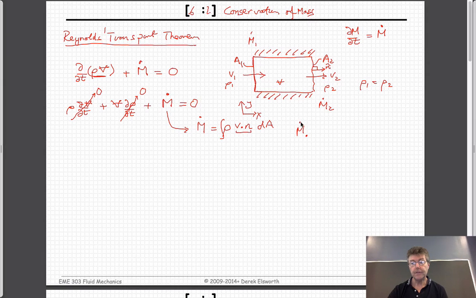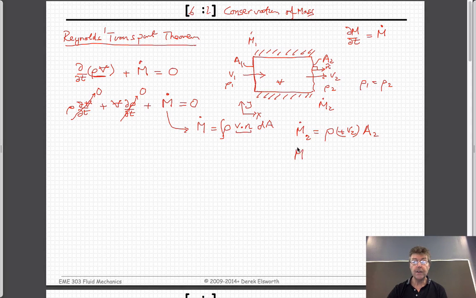m dot 2 is what? It's equal to the density of fluid going out. It's equal to the normal-to-the-boundary velocity, which is aligned with this normal. So it's equal to plus v2. And it's multiplied by the area. And if the velocity is uniform on the surface, then this is this expression. Okay? So that's the easier one.